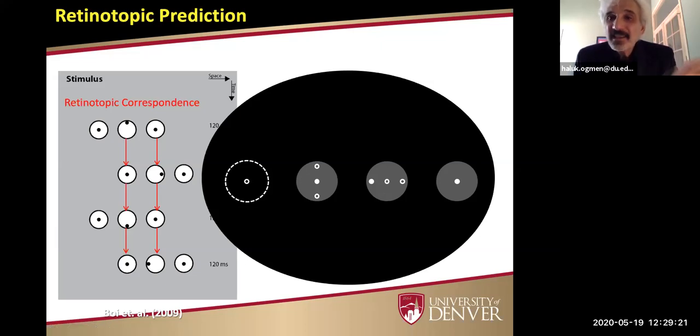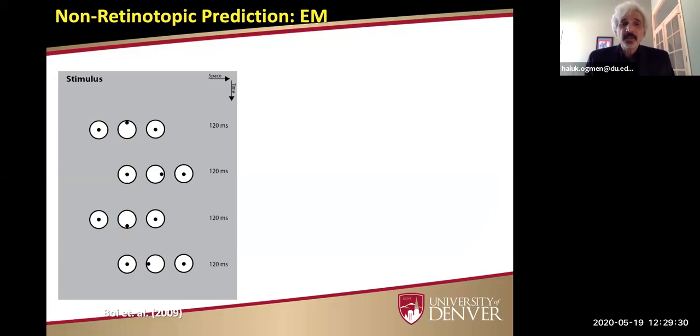And again, it's independent of ISI because it only depends on retinotopic coordinates. On the other hand, the non-retinotopic motion grouping based hypothesis, its prediction depends on ISI.